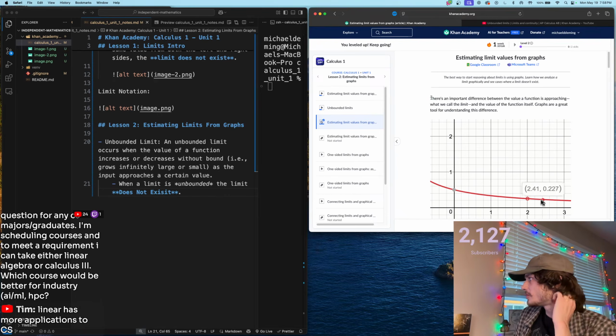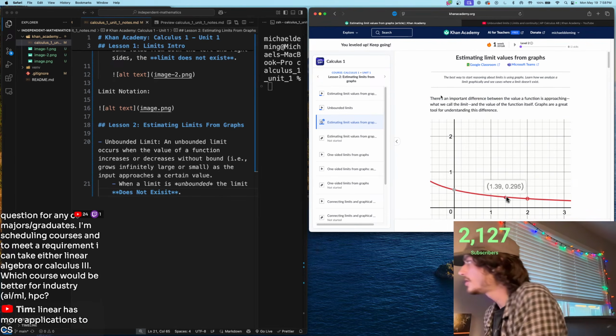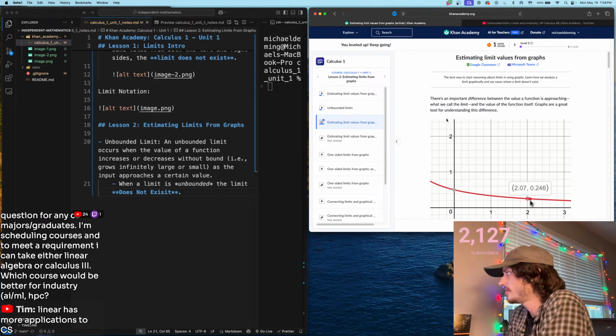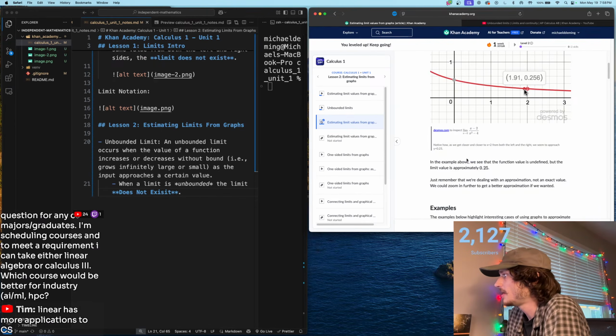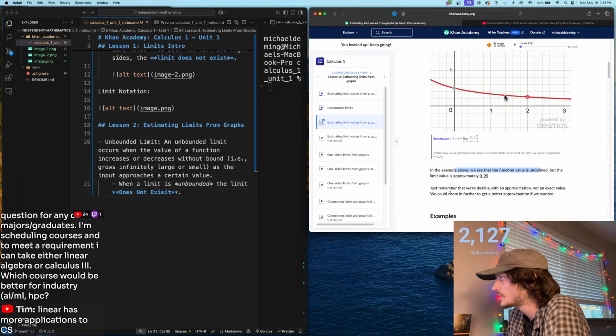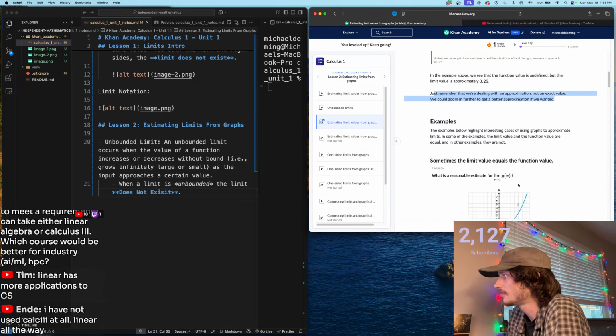There's an important difference between the value a function is approaching, what we call the limit, and the value of the function itself. Graphs are a great tool for understanding the difference. In the example above, we see that the function value is undefined, right? There is a gap at this point at 2, when the limit value is approximately 0.25. Just remember that we are dealing with an approximation, not an exact value.